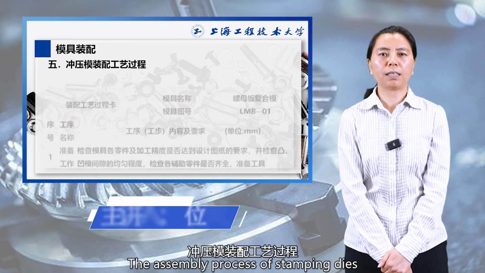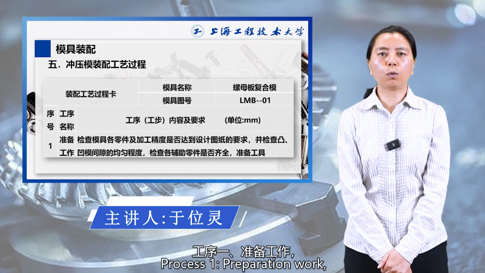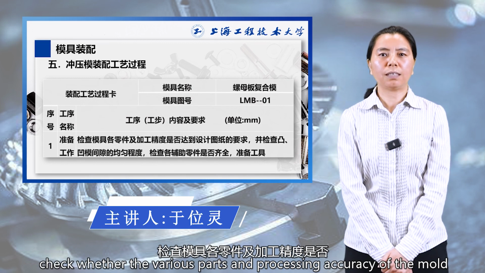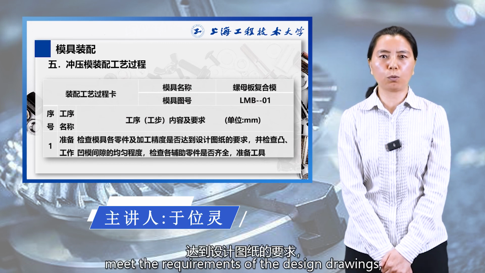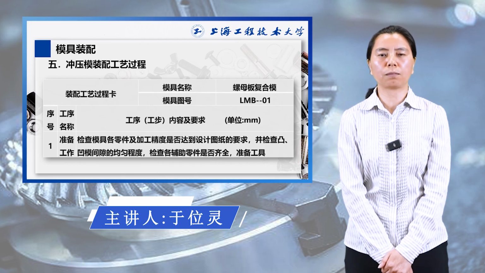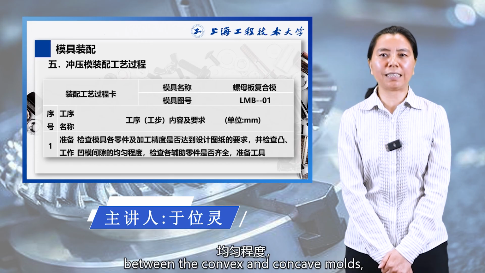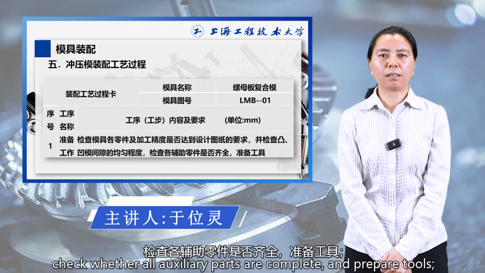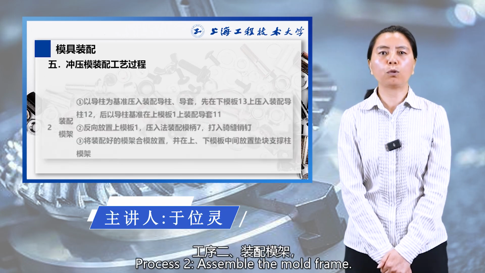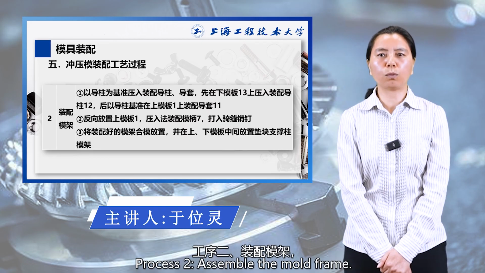The assembly process of stamping dies. Process 1. Preparation work. Check whether the various parts and processing accuracy of the mold meet the requirements of the design drawings, and check the uniformity of the clearance between the convex and concave molds. Check whether all auxiliary parts are complete, and prepare tools. Process 2. Assemble the mold frame.